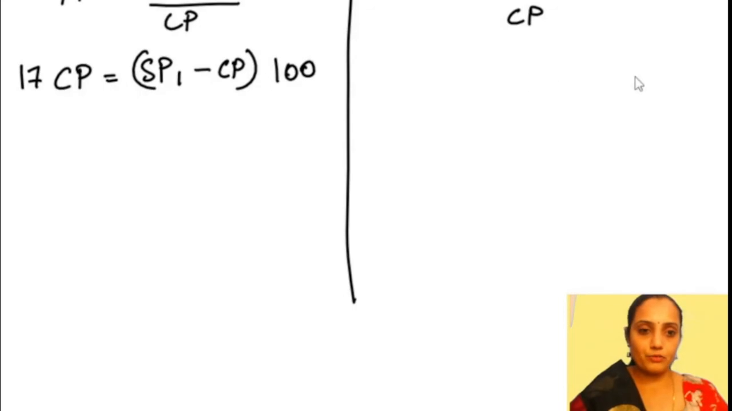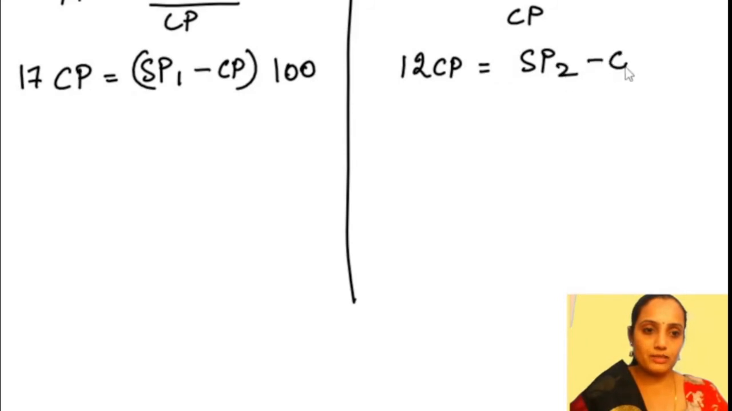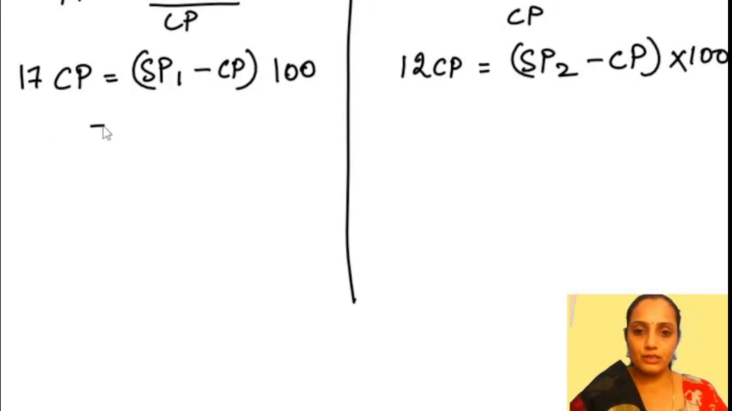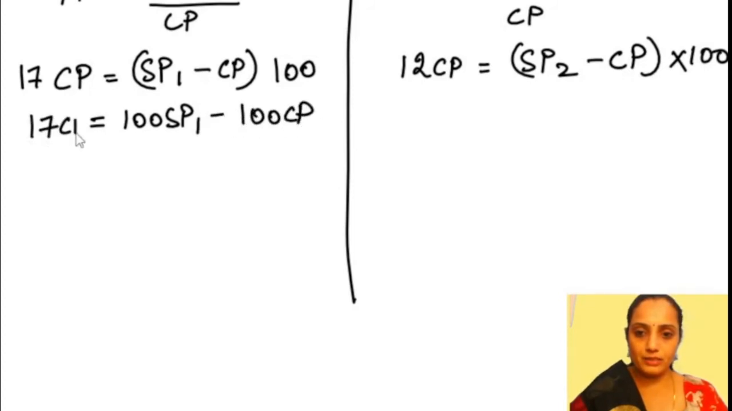Same thing we can write for the other one as well. 12 CP is equal to (SP2 minus CP) into 100. So this will give you 100 SP1 minus 100 CP is equal to 17 CP. Now let's just finish off this one.